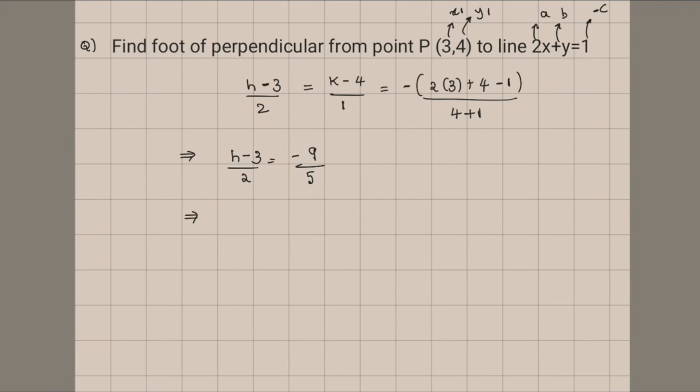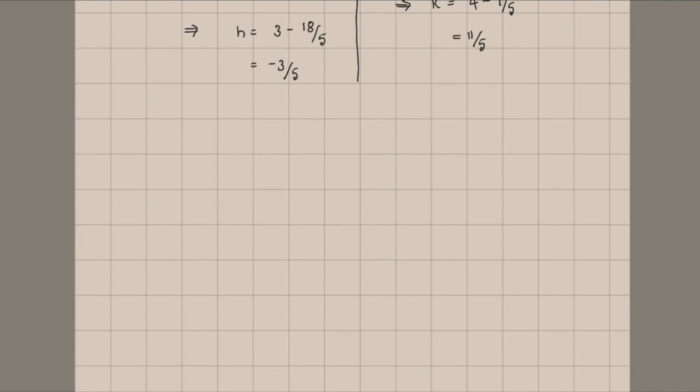If you solve this, you get h equals 3 minus 18 by 5, which equals minus 3 by 5. Similarly, if you solve the second equation, (k minus 4) by 1 equals minus 9 by 5, which gives k equals 4 minus 9 by 5, which is 11 by 5. So the point (h, k) equals (minus 3 by 5, 11 by 5).